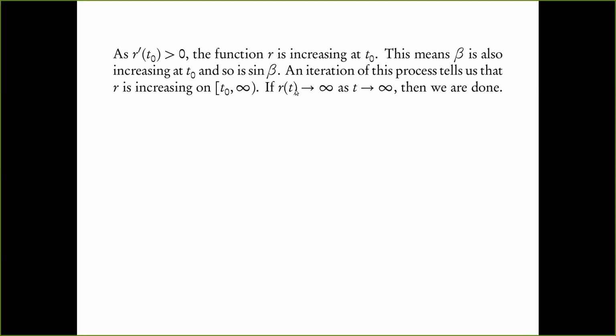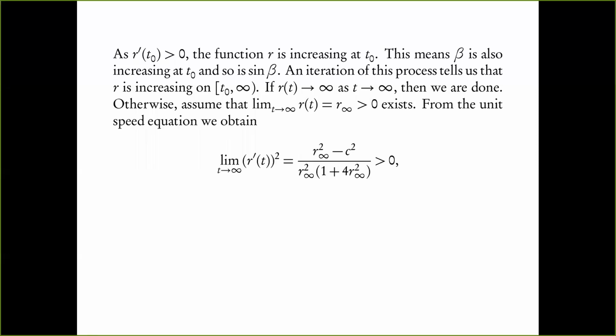So this is what we want to show, that r of t goes to infinity as t goes to infinity. All right. So, well, if it is, we are done. If not, assume that the limit exists, okay? Because it's increasing anyway. So assume that the limit exists, and let's say the limit is r infinity. Okay, so what do we do with this?